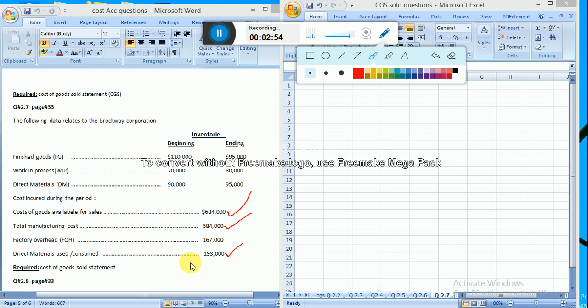We will find out why, because direct labor is an important portion of the CGS statement. There is no chance that the goods will be converted to finished goods without the help of direct labor. Similarly, if we look at the question, purchases are missing. Purchases are not given.